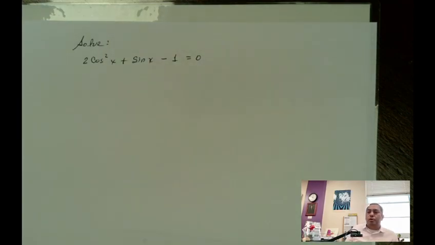Hello everyone, we are solving trigonometric equations. In this case, as you can see, we're going to solve the following. In order to get the solutions, we are not going to use calculators, we're going to use the unit circle. That's what we're going to use. Okay, that's part of the class, Precalculus, trigonometry.